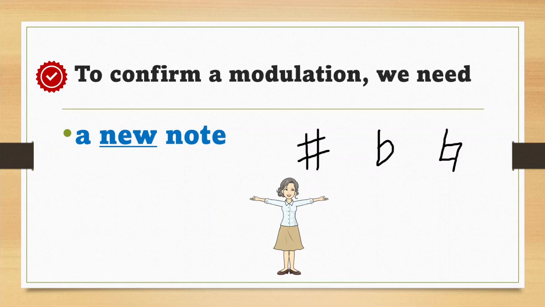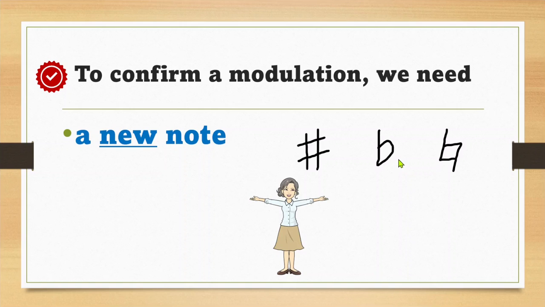But how to confirm a modulation? We need a new note, and this new note can be a sharp, which is usually the leading note of a new key, or in a flat key, the sharped note will be a natural sign. Sometimes we will find the new note is a flattened note. It is usually the subdominant note of a new key.